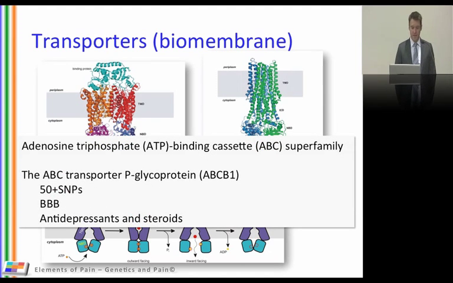And the classic one is the ATP binding cassette superfamily, as it's so called, and the ABC transporter P glycoproteins, ABCB1. There are 50 or more SNPs that have been found. This is important in the blood-brain barrier. And drugs such as antidepressants and steroids are dependent on ABCB1 or this glycoprotein transporter before it can have its effect.